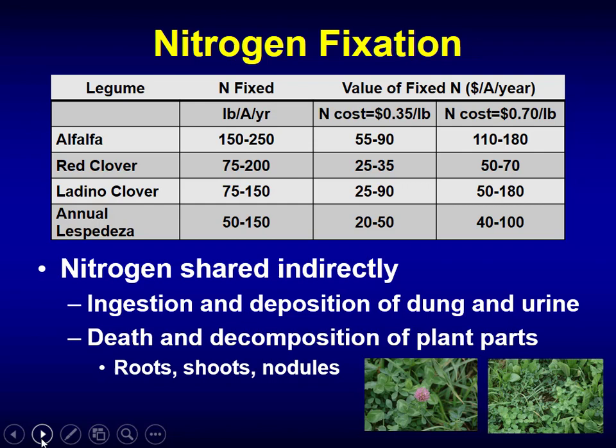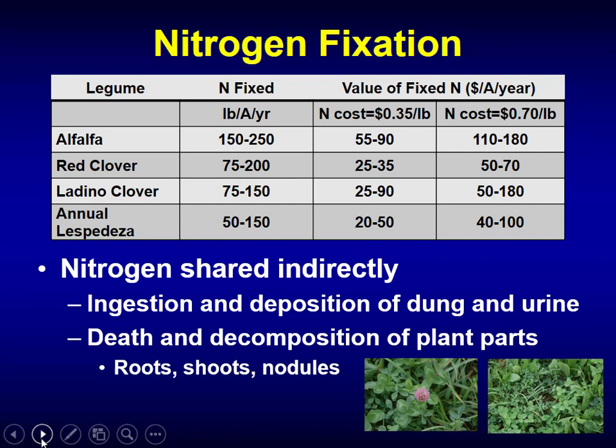Real quick, nitrogen is shared indirectly, primarily between a legume and a grass plant. We always make like it's putting nitrogen fertilizer in the pasture. It's not quite like that. We've got to share it through grazing primarily. The animal ingests that nitrogen, it comes out in dung and urine, and whenever we graze a plant, we get some root dieback and some nodule dieback, and that releases nitrogen into the system. But it doesn't happen overnight. It's going to take a little bit of time to build that nitrogen cycle up within the grazing system.